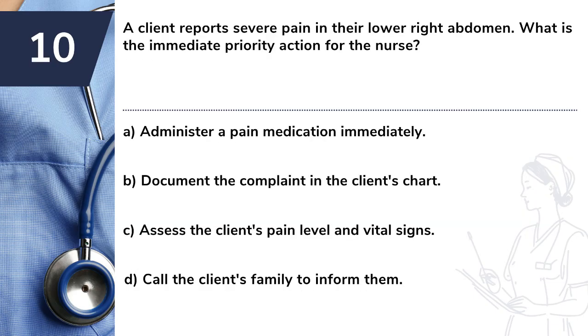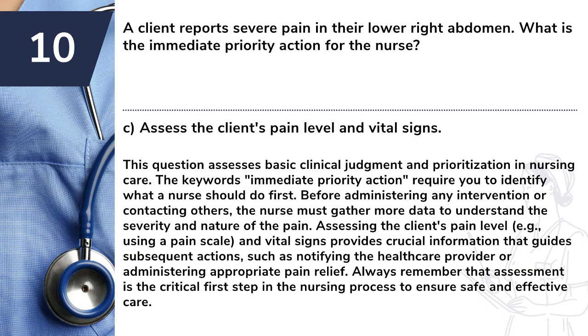Question 10. A client reports severe pain in their lower right abdomen. What is the immediate priority action for the nurse? A. Administer a pain medication immediately. B. Document the complaint in the client's chart. C. Assess the client's pain level and vital signs. D. Call the client's family to inform them. Answer: C. Assess the client's pain level and vital signs.